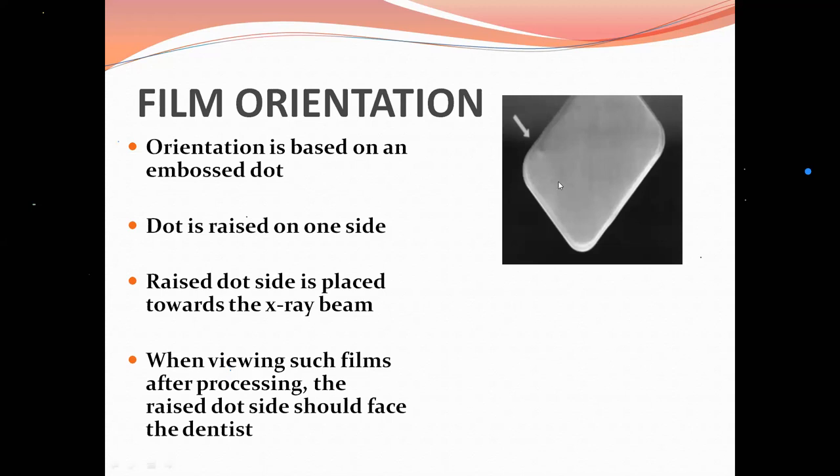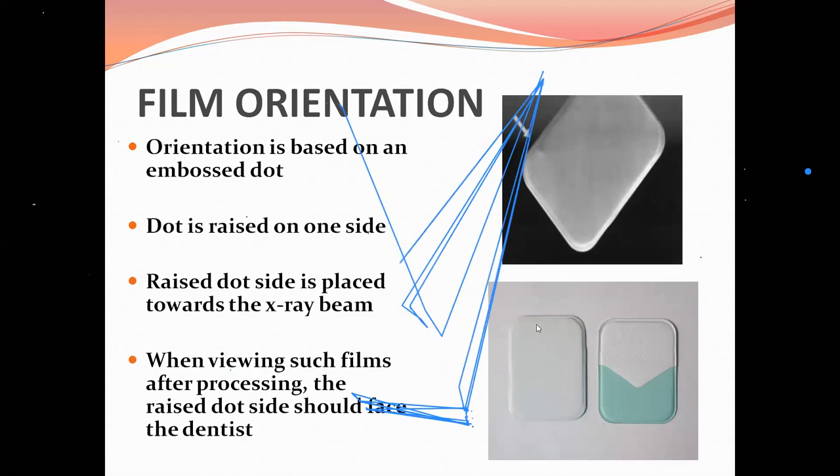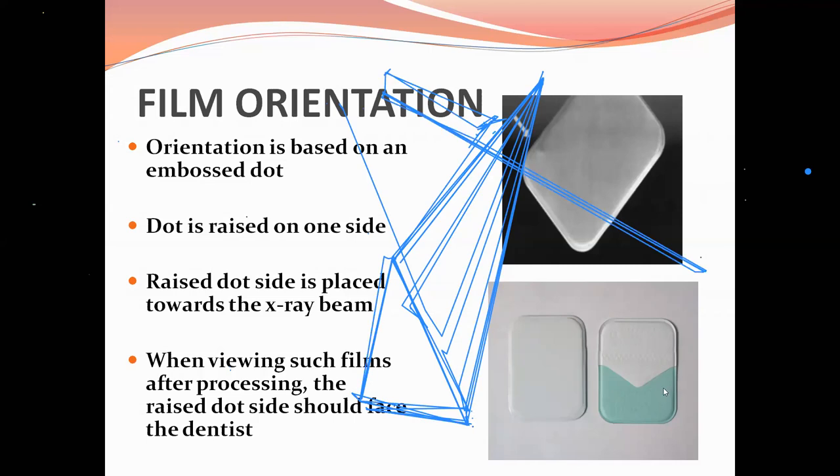All right, so this is the raised dot. This is taken from an unprocessed film. But in these pictures, the raised dot will be towards this completely white side. If you cannot feel this dot, another method of knowing which side the dot is on is that it is towards this side over here. This is the side towards which the lead foil is placed. So you are not going to put this side towards the tooth. This has to be facing away from the tooth. All right.